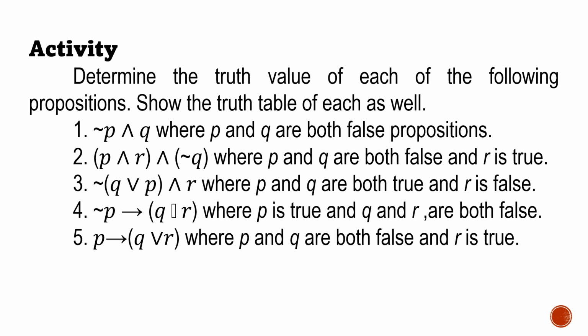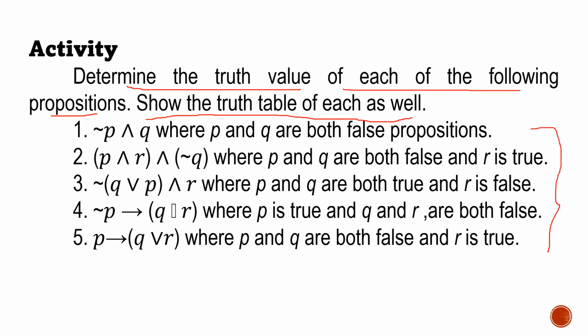So for your activity, you can write your answer in your Katleya notebook, and your deadline will be announced soon. Determine the truth value of each of the following propositions. Show the truth table of each as well. There's a given truth value for each of the propositions involved in each number here. You just simply get the truth value of the resulting proposition with these propositions involved and the conditions being given to us in this 1 to 5 scenario, with the involvement of your logical connectors.